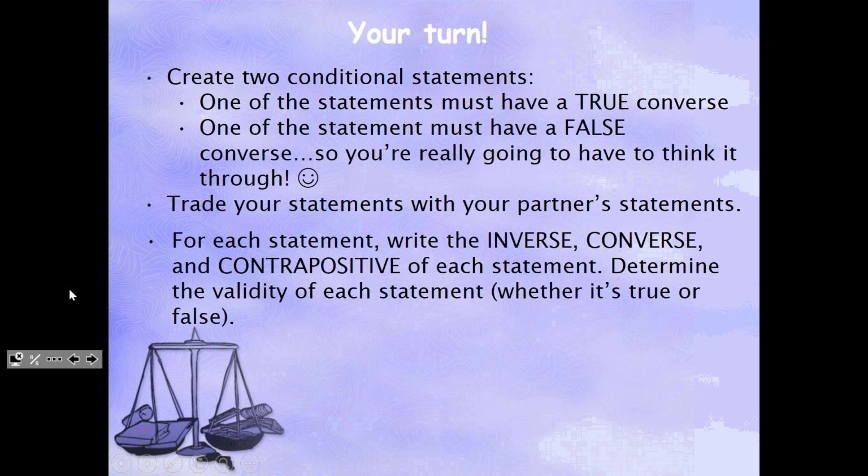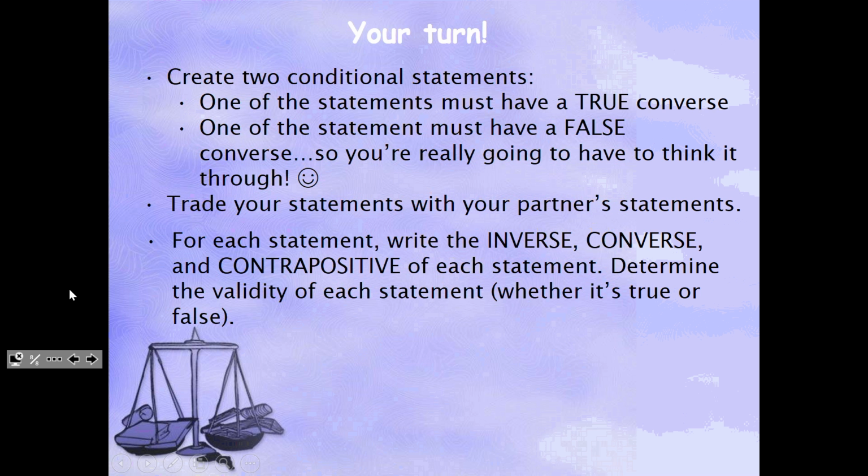All right, so now, somewhere on your paper, maybe there at the bottom or in the margin or maybe at the top, I want you to create 2 conditional statements. One of the statements needs to have a true converse. So converse means we're going to do what to it? Flip it. So you need to write the conditional, and whenever you flip it, it needs to be true. Okay? And then the other statement, I want to have a false converse. So that would mean whenever you flip it, it's not true anymore. Okay? And then you're going to trade your statements with a partner.